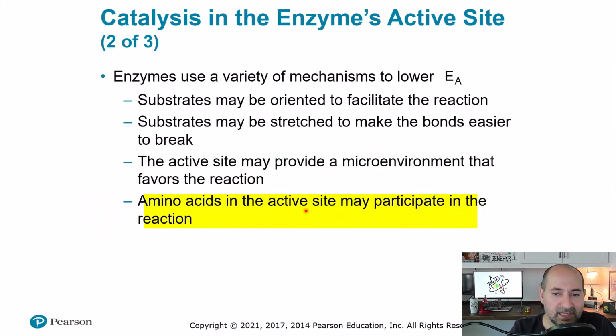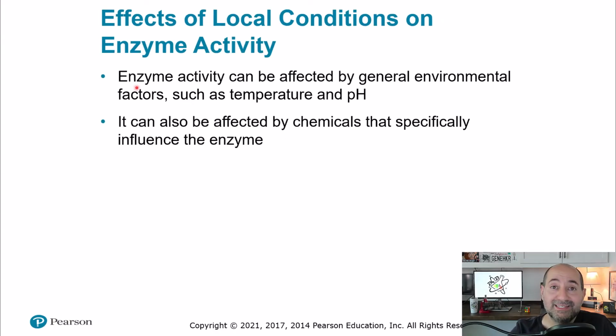Amino acids in the active site may participate in the reaction. So you see, these are the four concrete ways by which enzymes lower activation energy. Now, again, remember that enzymes are usually proteins, and proteins must be folded just right into that tertiary structure in order to function. However, what happens when we mess with that poor enzyme?